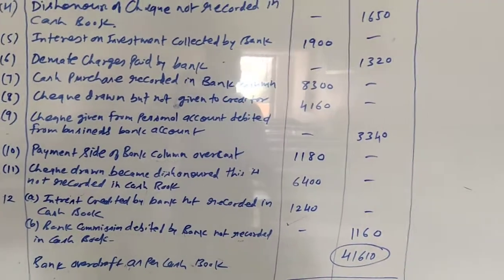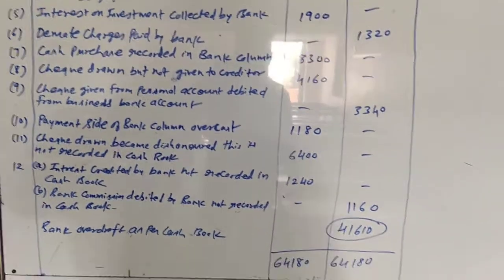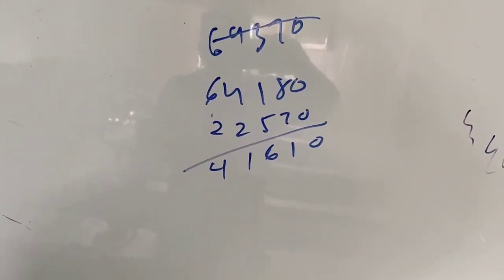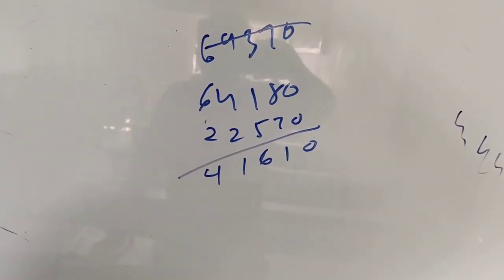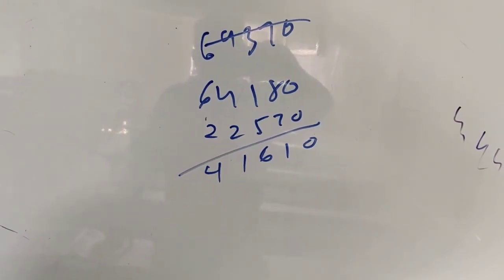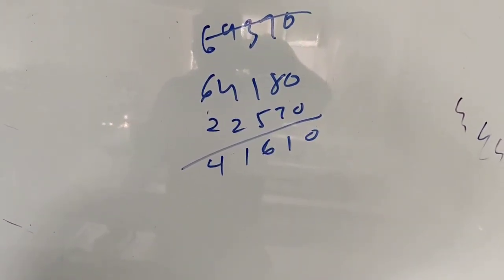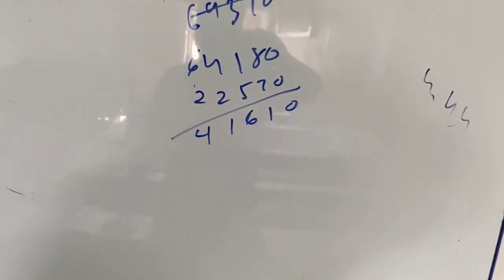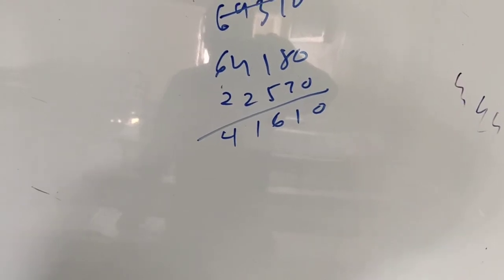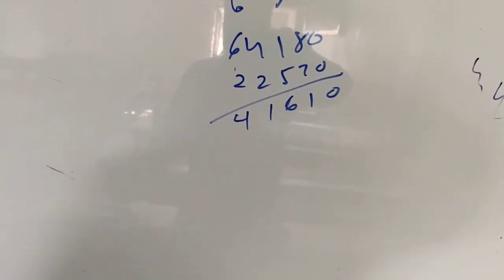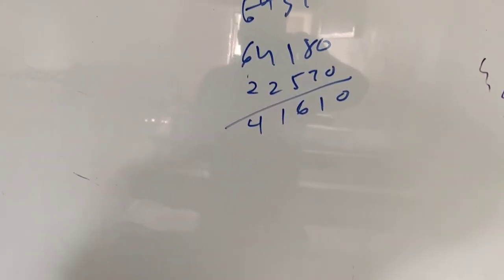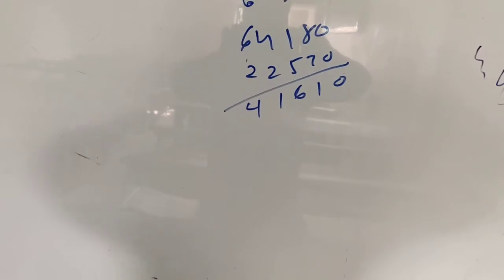Now we will be making total and we will be finding difference. Friends, when we make total, we find that at the debit columns total is 64180 and the credit total is 22570, and when I find the difference I get 41610. This is the answer of your this sum. This is the balance as per cash book. Now as the debit total is more and credit total is less, difference is at the credit side. Now credit side difference, that means credit balance as per cash book, that means bank overdraft.